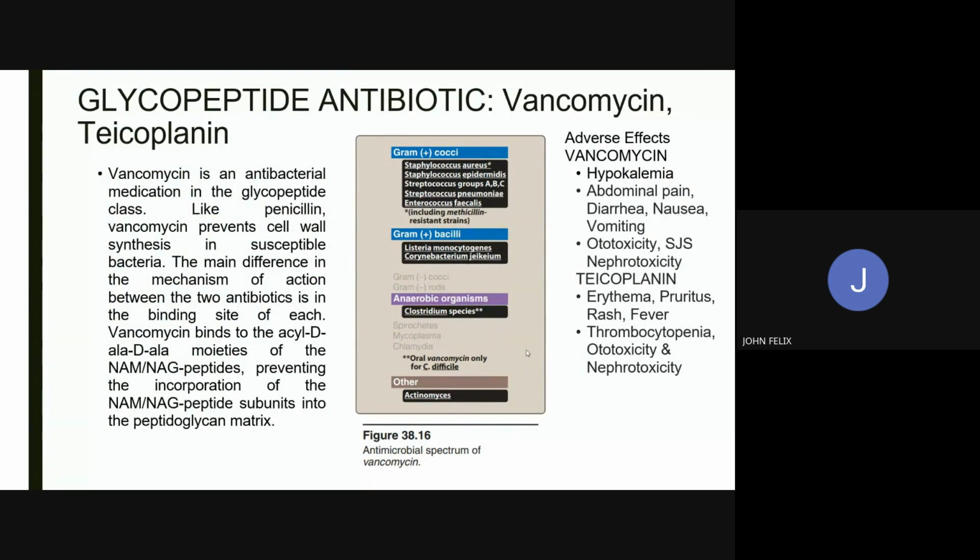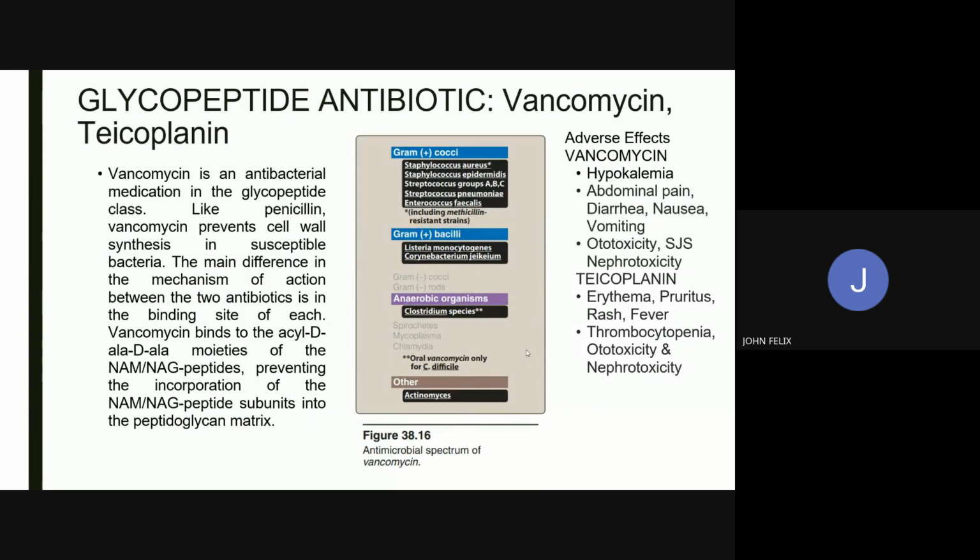Then we have glycopeptide antibiotics like vancomycin and teicoplanin. As I have said earlier, glycopeptide antibiotics have the same mechanism of action as penicillin. The only difference is the binding site. See, vancomycin binds to the acyl D-Ala moieties of NAM-NAG peptides. NAM means N-acetylmuramic acid, and NAG means N-acetylglucosamine. So this will prevent the incorporation of NAM-NAG peptides into the peptidoglycan matrix, and thus the same mechanism of action continues. And then we have the spectrum of activity. Vancomycin and teicoplanin cover most gram-positive organisms, and they also cover anaerobic organisms.